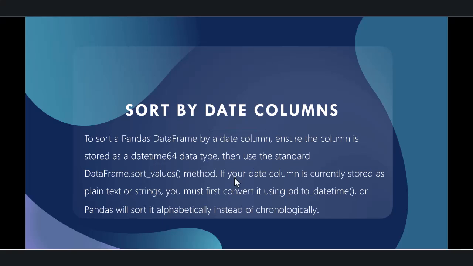If your date column is currently stored as plain text or string, you must first convert it using pd.to_datetime, or pandas will sort it alphabetically instead of chronologically. So as we saw, the first condition is that it should be in datetime64. If it is in plain text or in string, by using the pd.to_datetime function, we will convert it to date and then we will sort it by date columns. Let's see in an example how it works.